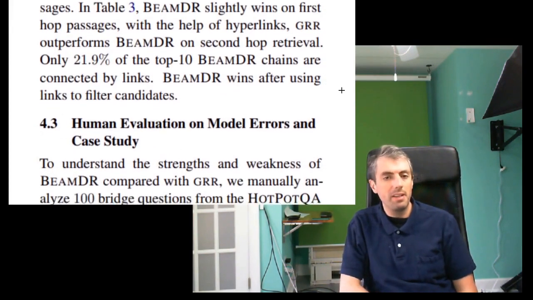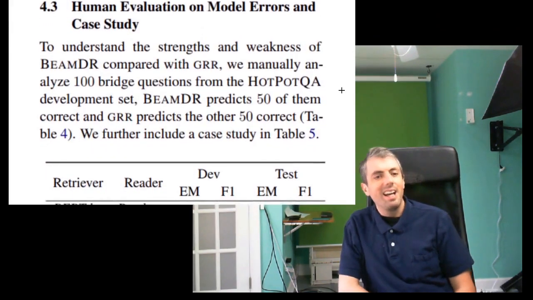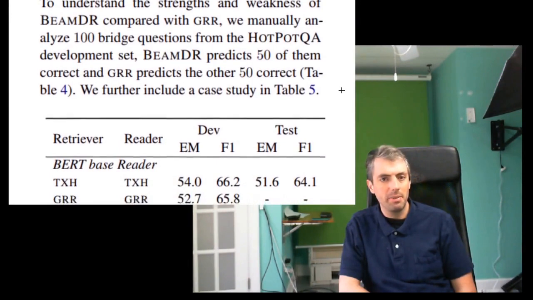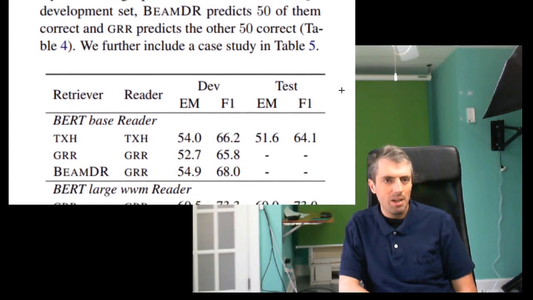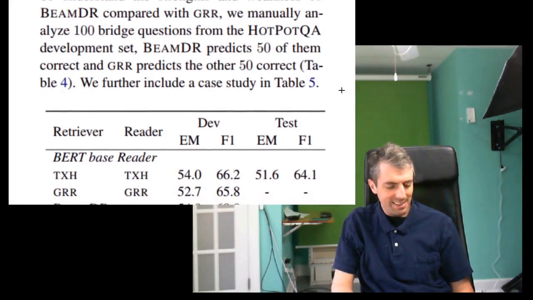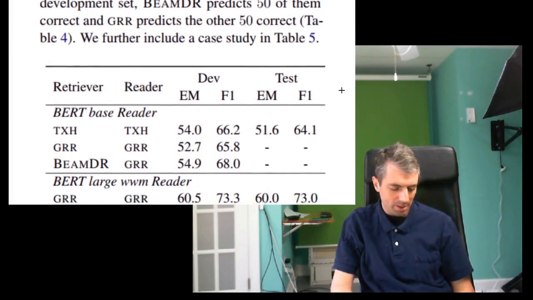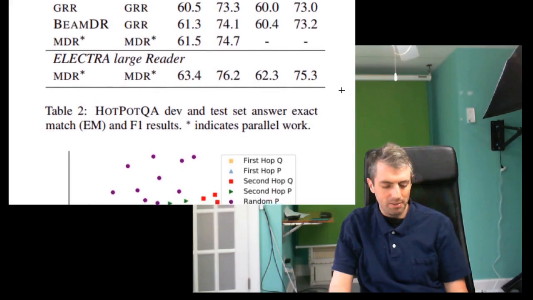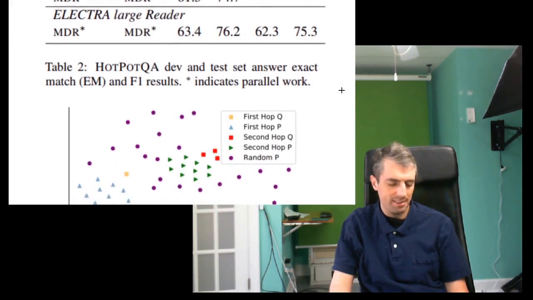Section 4.3, Human Evaluation on Model Errors and Case Study. To understand the strengths and weaknesses of BeamDR compared with GRR, we manually analyze 100 bridge questions from the HotpotQA development set. BeamDR predicts 50 of them correct, and GRR predicts the other 50 correctly. We further include a case study in Table 5. Table 2, HotpotQA dev and test set answer exact match and F1 results. The star indicates parallel work. Figure 3, t-SNE visualization of query Q and passage P embeddings over different retrieval steps. BeamDR conducts multi-step reasoning by hopping in the learned representation space.